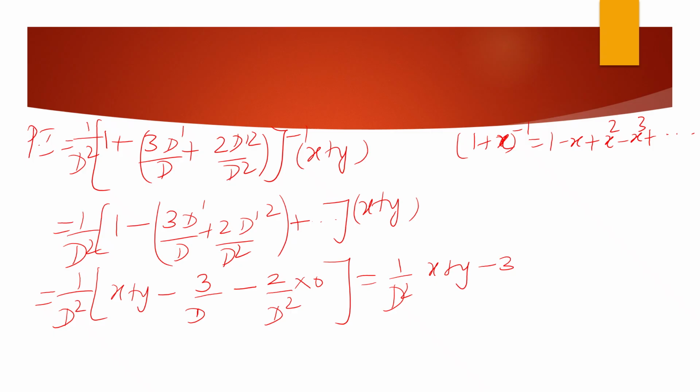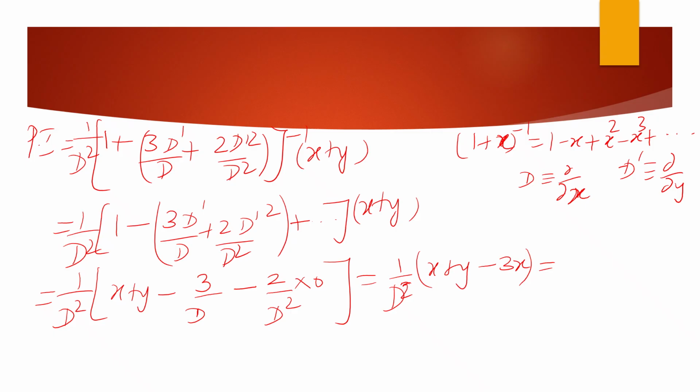3x, 1 by D means integration with respect to x. So we get 3x here. So now we have to integrate the whole function with respect to x, 2 times, because it is 1 by D squared we have in the denominator. We know D means ∂ by ∂x and D dash means ∂ by ∂y, and if we have 1 by D it means integration with respect to x, and if we have 1 by D dash it means integration with respect to y. So now I'm going to integrate this with respect to x.